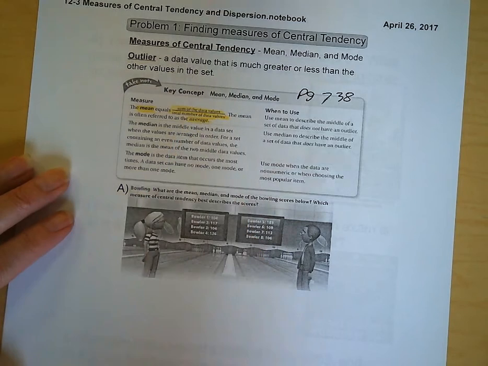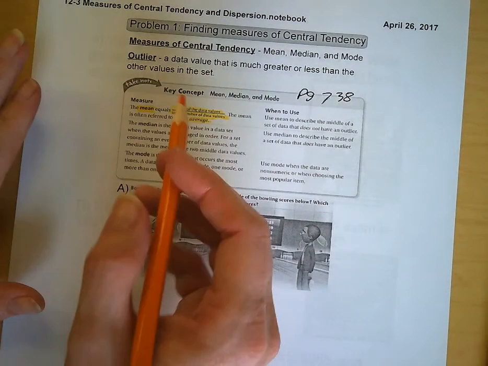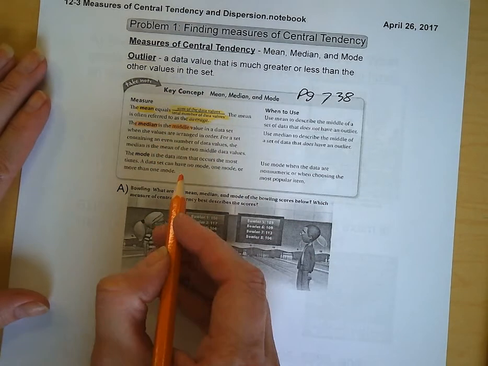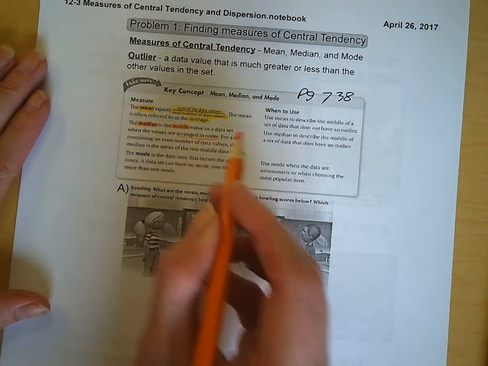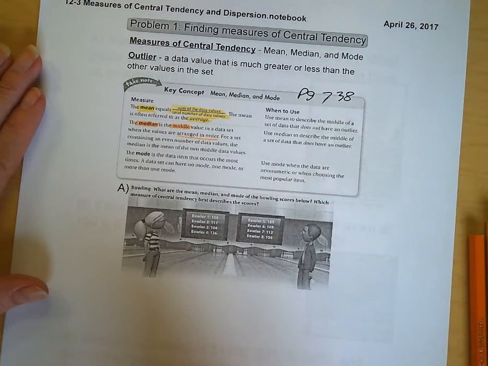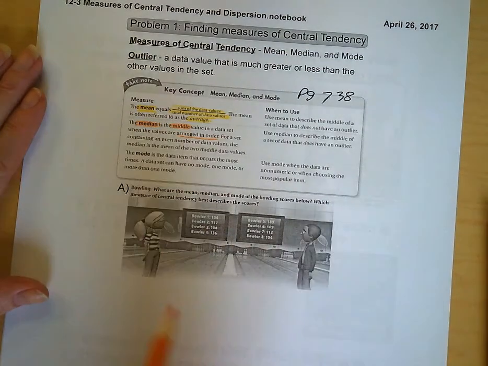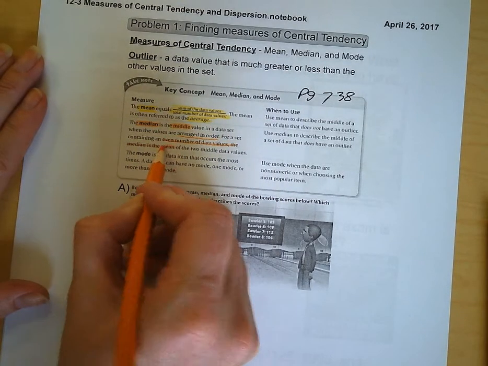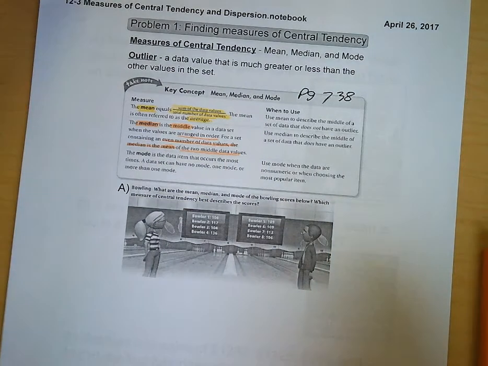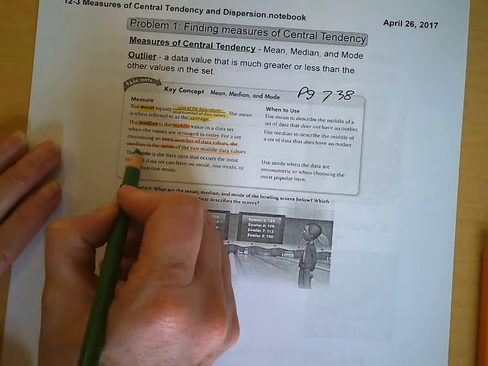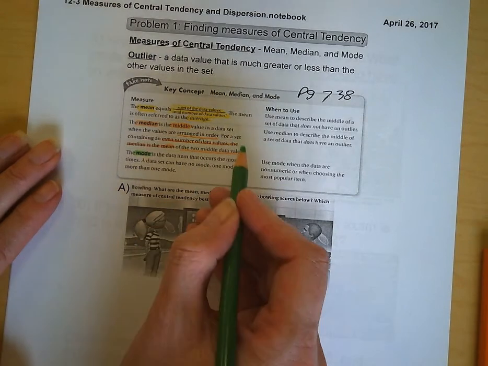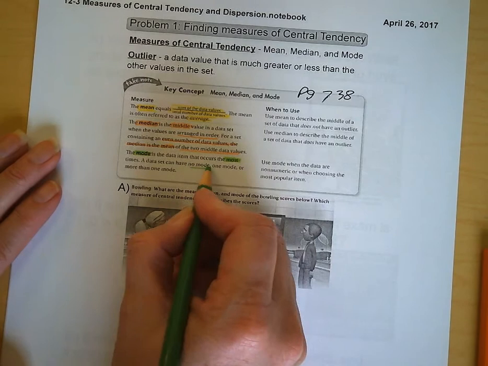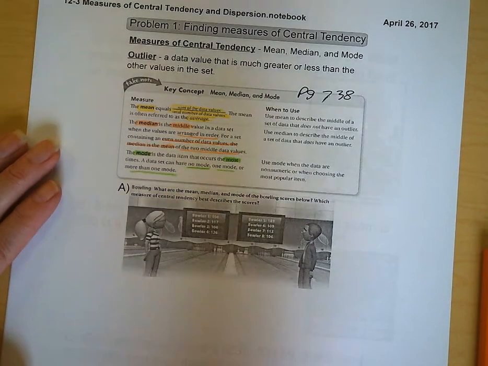Now, I know it's a little bit of review, but for the mean, we are going to add up all of our data values, and divide that by the total number of data values. The median is the middle value in a data set when they are arranged in order, and if there's an even number of data values, we need to find the average of those two middle ones. And the last one, the mode, is the one that occurs most often. You can have no mode, one mode, or more than one. It all depends on those data sets.